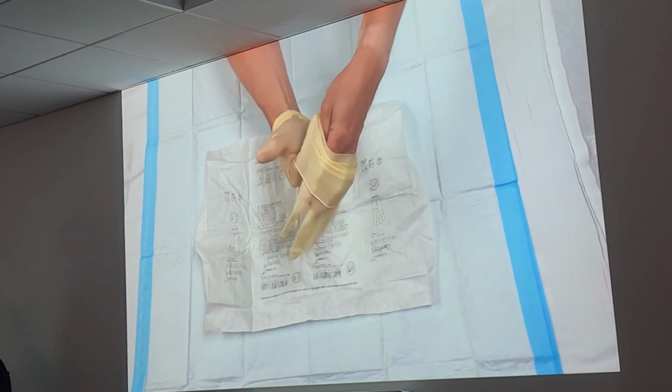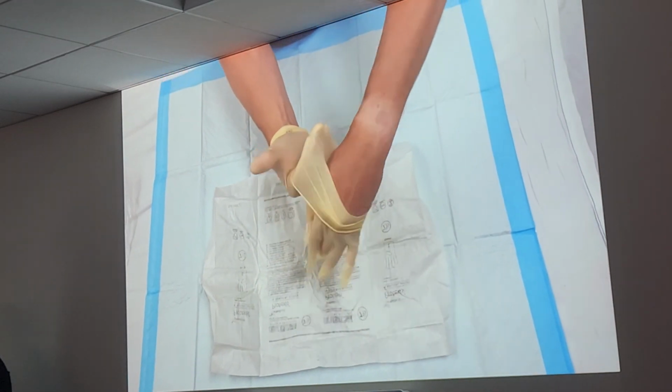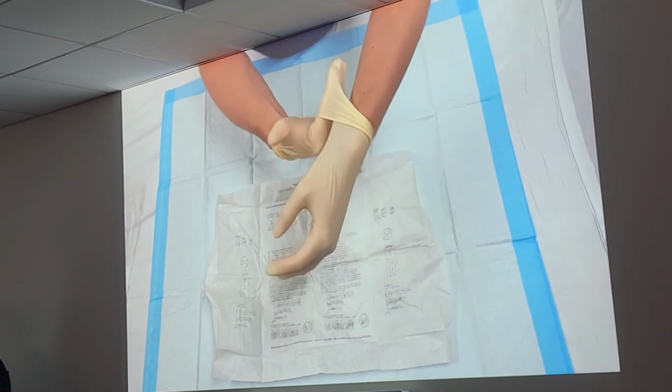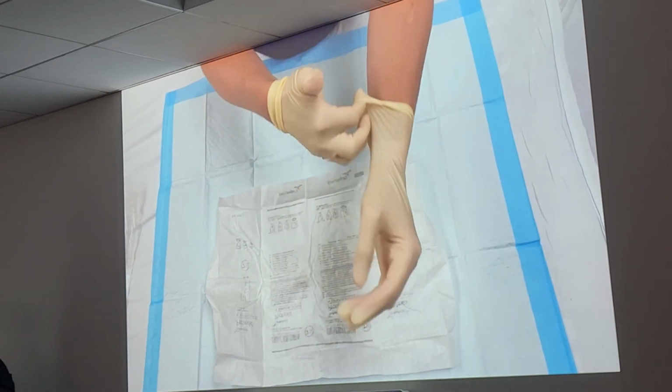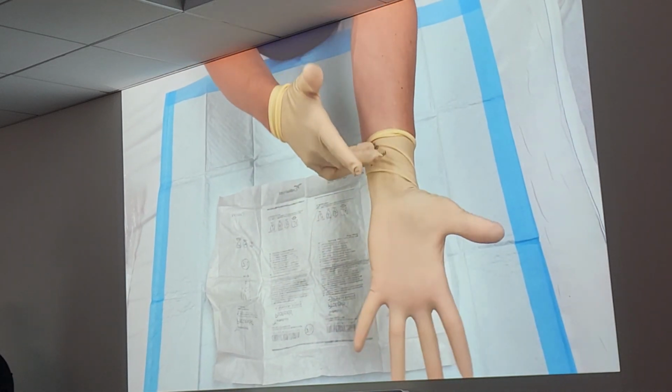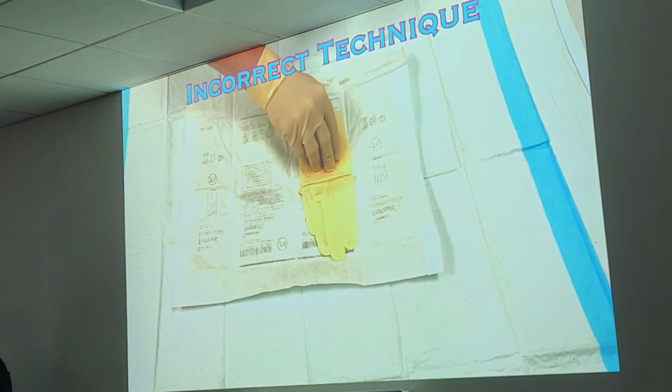Then slide your non-dominant hand into the glove, being careful never to touch your dominant hand or the outer surface of the non-dominant glove. As you get your hand completely into this glove, you can unfold the cuff down the wrist. Be careful your dominant hand is still only touching the outer surface of this glove and never comes in contact with your skin. Mistakes are made during this step as well.